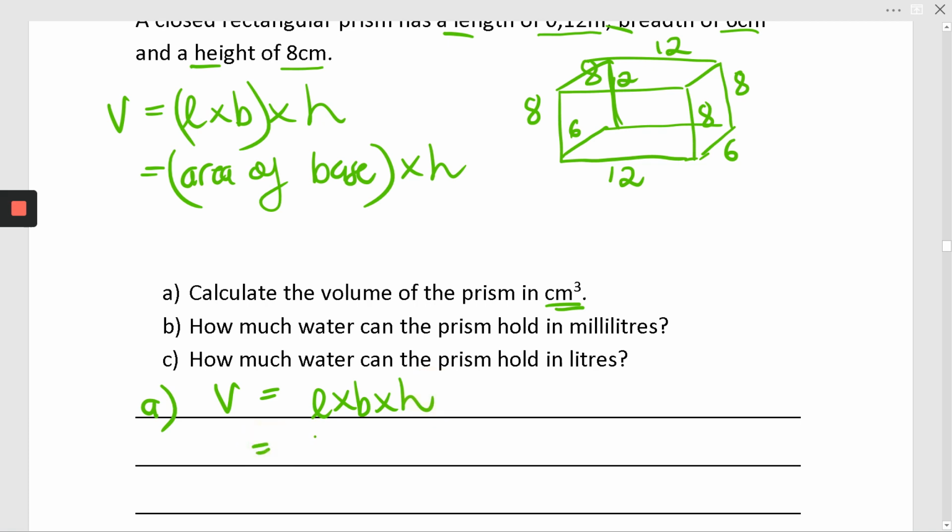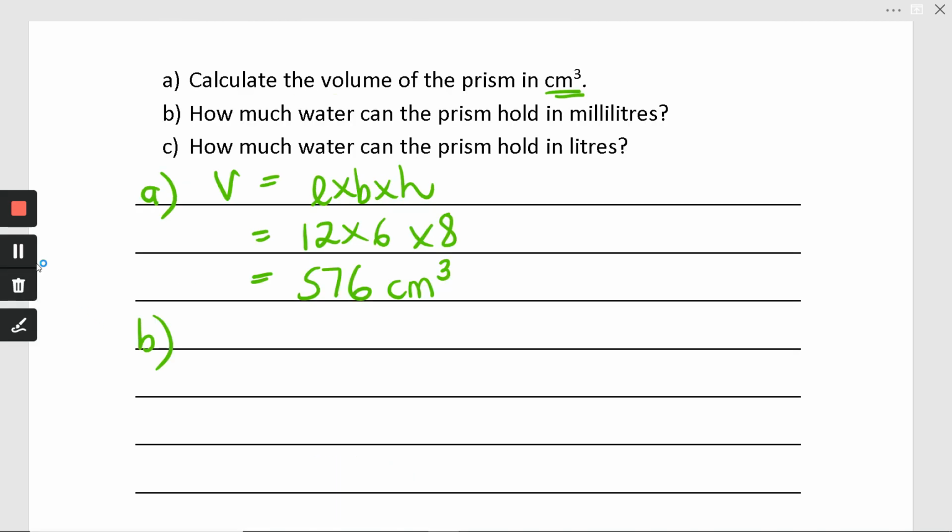Okay, question A, I'm going to say volume equals length times breadth times height. That's going to be, because I've already converted, 12 times 6 times 8, and that's going to give me 576 cubic centimeters. I need to put the unit in right at the end.